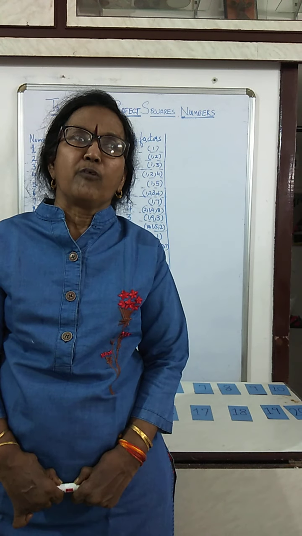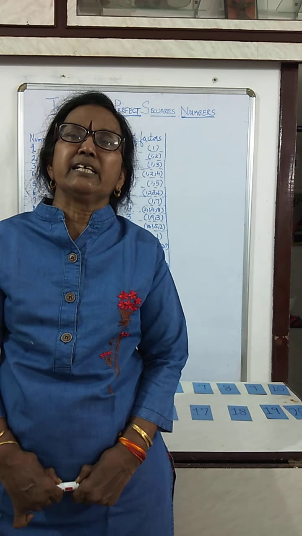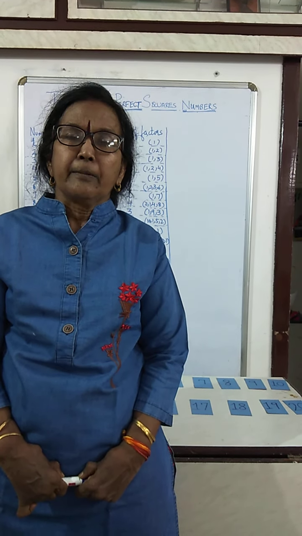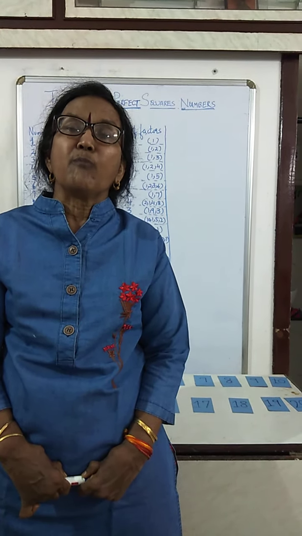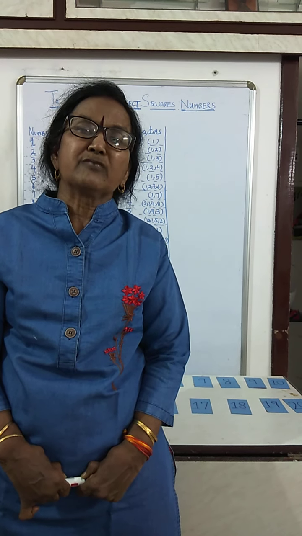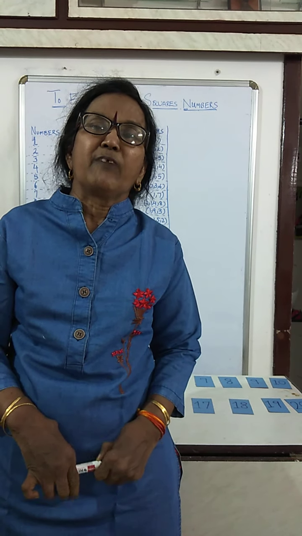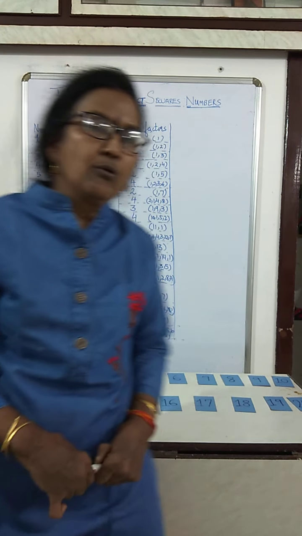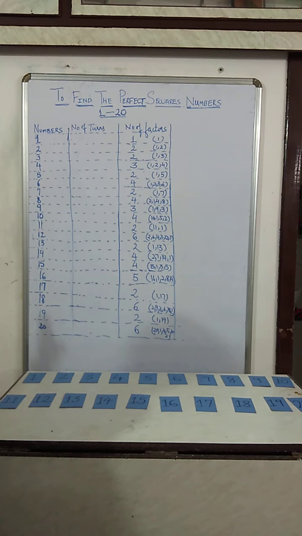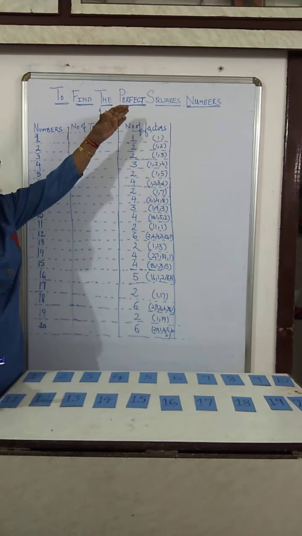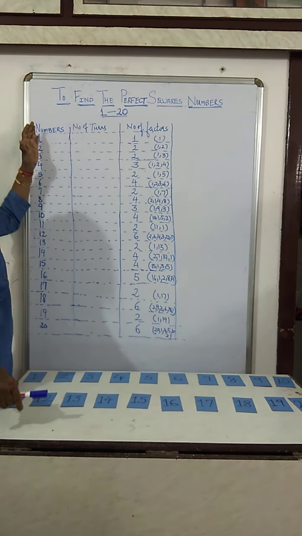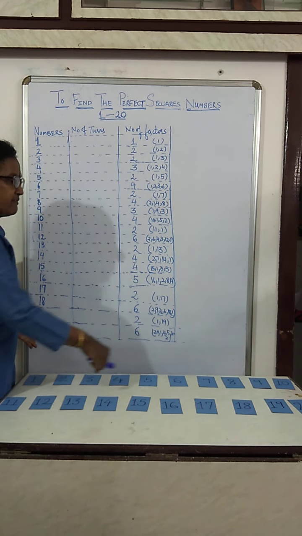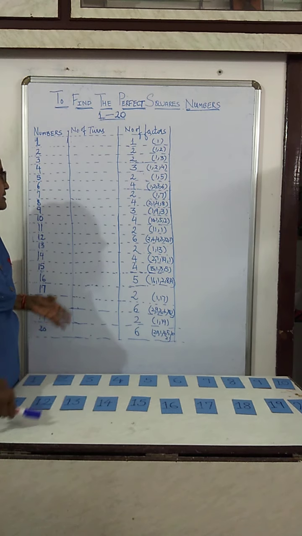Today we are going to perform an activity to find the perfect squares from 1 to 20. Numbers from 1 to 20, we will find out the perfect squares by an activity. First of all, in this activity, we have the numbers 1 to 20, which I have written on flashcards.